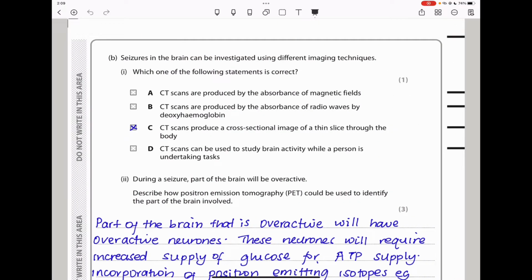B says, seizures in the brain can be investigated using different imaging techniques. Which one of the following statements is correct? CT scans are produced by the absorbance of magnetic fields. That is wrong. CT scans do not use magnetic fields, they use X-rays. B says CT scans are produced by the absorbance of radio waves by deoxyhemoglobin. That is wrong. C says CT scans produce a cross-section image of a thin slice through the body. That is okay. And D says CT scans can be used to study brain activity while a person is undertaking tasks. That is wrong. So the correct answer here is C.